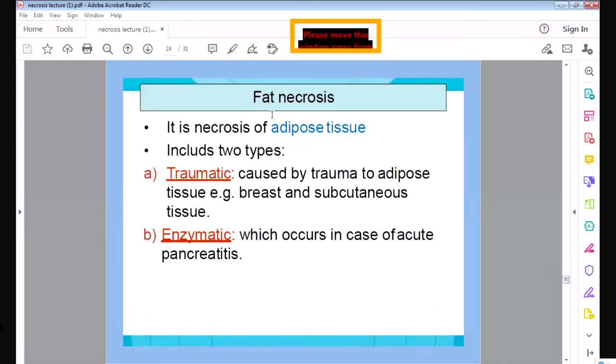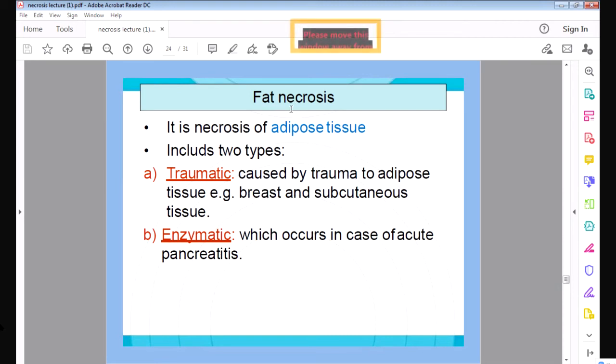Now another type of necrosis, fat necrosis. Fat necrosis is present whenever there is fat. The fat cells die. That is called fat necrosis. Fat tissue is also called adipose tissue. So whenever an organ has fat, it can undergo fat necrosis. Which are the organs? Breast has a lot of fat, and also the pancreas. These two organs have a lot of fat, so in these organs there is fat necrosis.